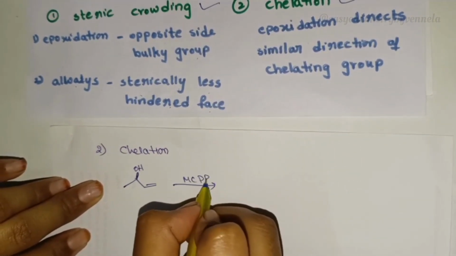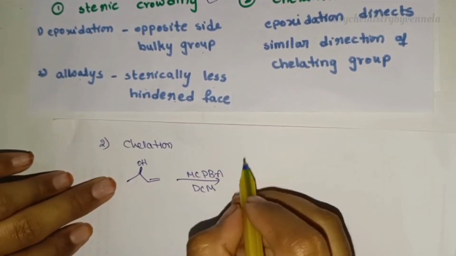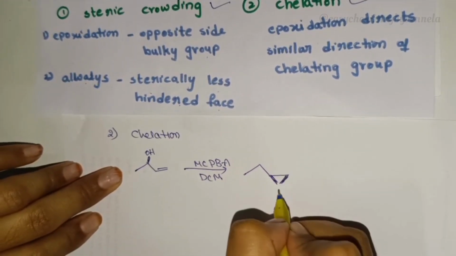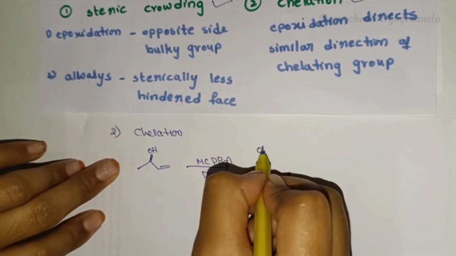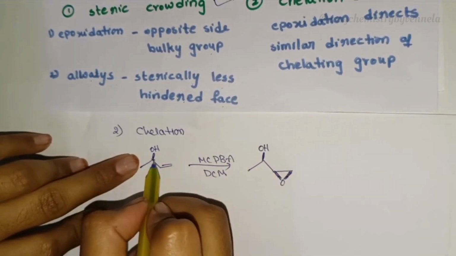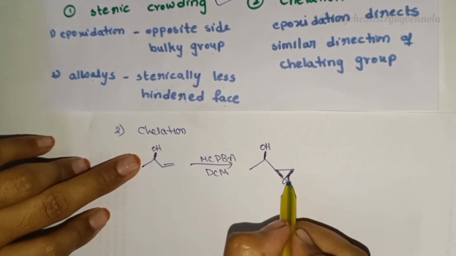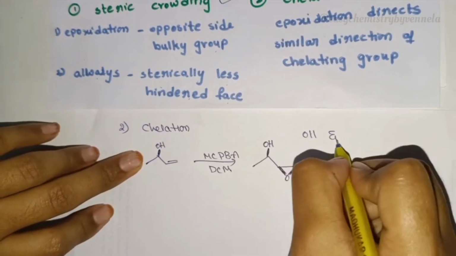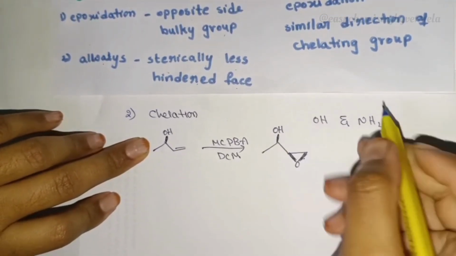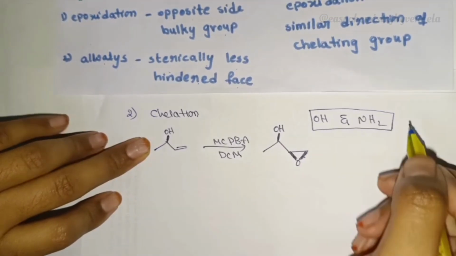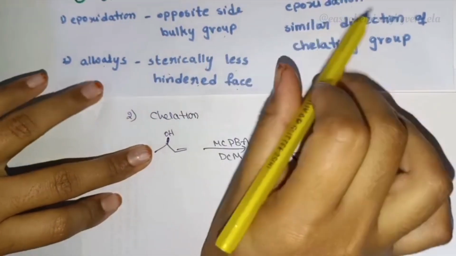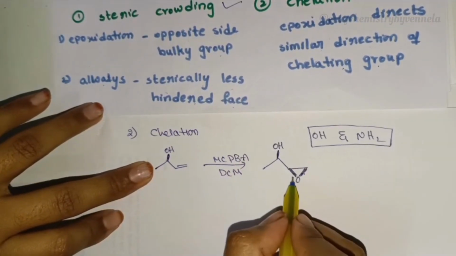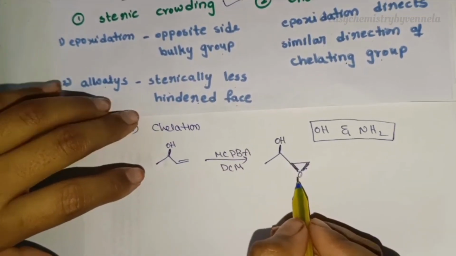OH reacts with MCPBA, DCM. In this chelation, why am I writing it like this? This is above the plane and epoxidation will also take place above the plane. Why? In chelation, OH and NH2, these two are chelating. Epoxidation is directed to the same side as the chelating group. If the chelating group is above the plane, epoxidation also takes place above the plane.